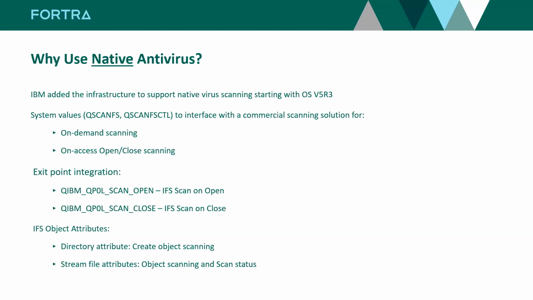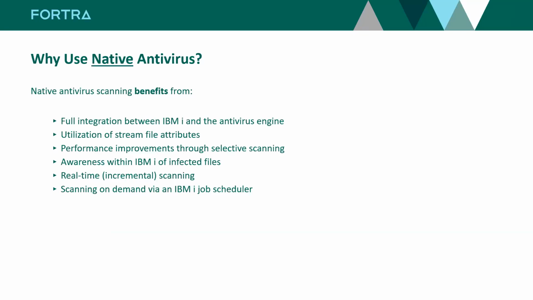IBM added the infrastructure to support it because they recognize that this is the best way to manage it. You're going to benefit from that integration between the IBM i and the antivirus engine, using those stream file attributes to streamline and manage those scans more effectively, and then be able to do selective scanning. If that file hasn't changed recently, we don't need to rescan it. The IBM i itself is able to recognize if there's an infected file. If it's marked as a scan failure, it's infected, and it knows that a user should not be accessing that file, so it will no longer be available and it cannot spread back out into the network again.